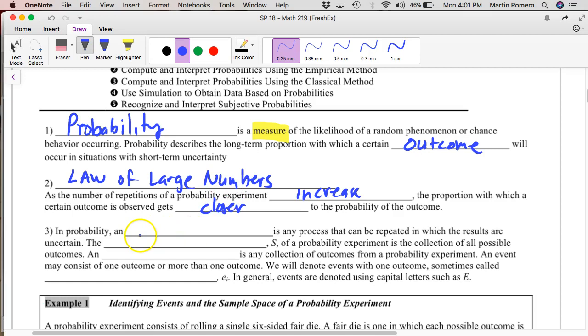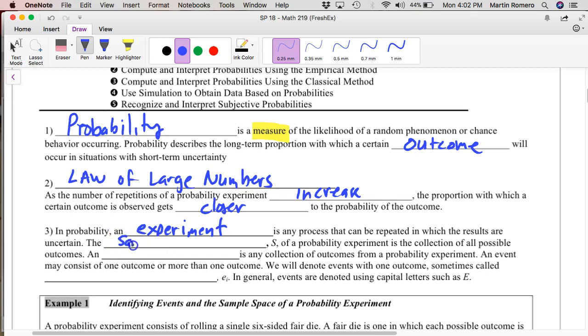Some more definitions that we want. In probability, we use certain language. And so in probability, we consider the idea of an experiment. It's a process that can be repeated in which the results are uncertain. So that's what we call an experiment. You do something and we're not exactly sure what's going to happen. That's an experiment. We might have a hypothesis, but we consider that an experiment.